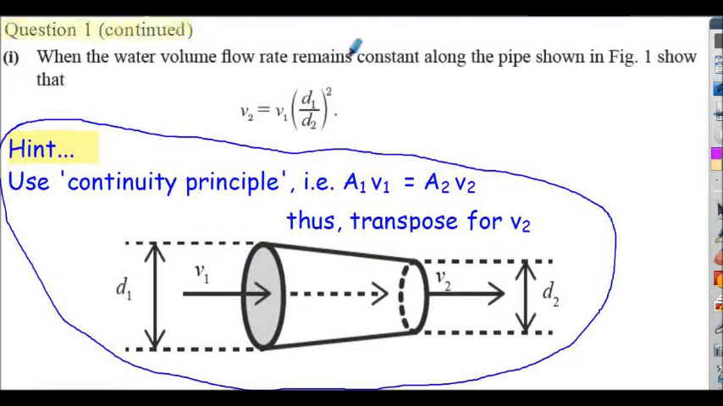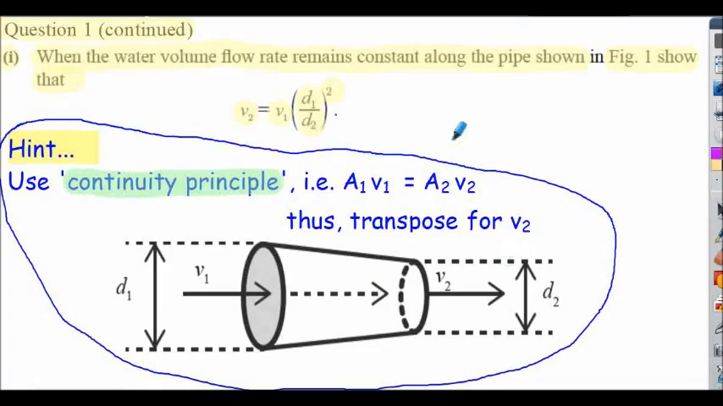Question 1 continues. So here's the first part of the question. When the water volume flow rate remains constant along the pipe shown in figure 1 on the previous slide, we've got to prove the equation that V2 is equal to V1 multiplied by, in the bracket, D1 divided by D2 all squared. Now, a hint shown here is that we need to apply the continuity principle.